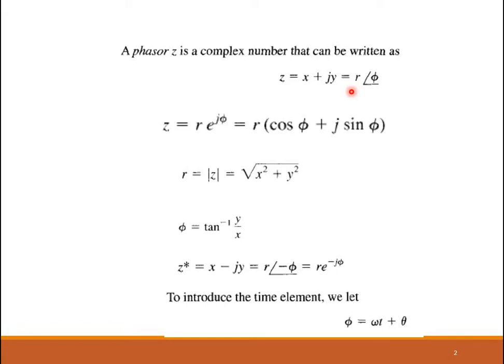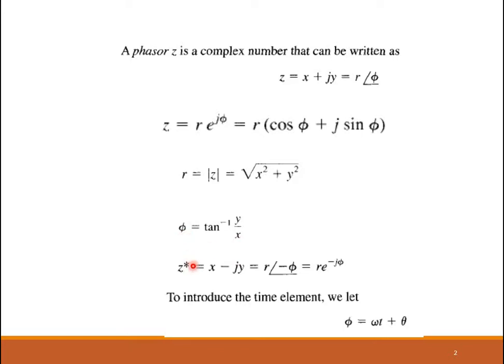Yet another way of representing this r angle phi is to write z equal to r e raised to j phi. And this is further expanded and written as r cos phi plus j sin phi. I'm sure you're familiar with these equations. What does this magnitude r stand for? It is the magnitude of z, which is the root of x square plus y square. And how do you find phi? Phi is tan inverse y by x.